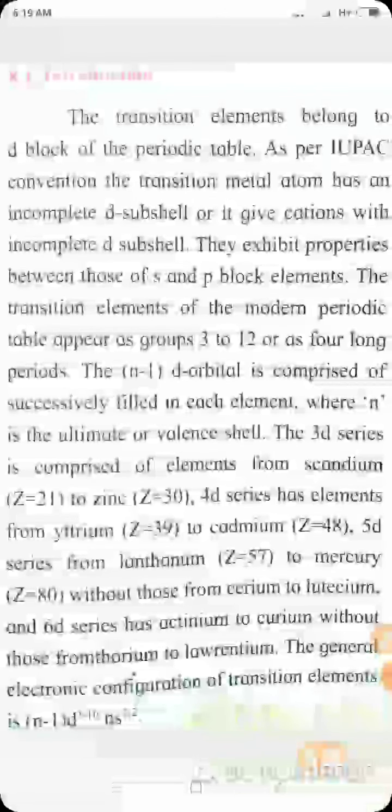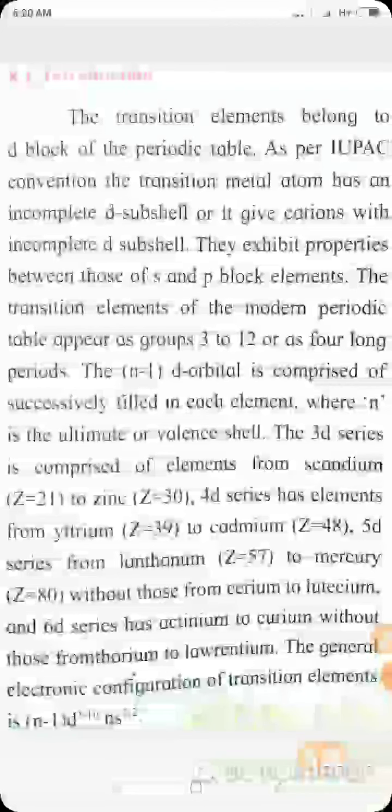As per the IUPAC convention, a transition metal atom has an incomplete D subshell. We know that transition elements have an incomplete D subshell, meaning there are not completely filled electrons in the D subshell. So it gives cations with an incomplete D subshell. As these all are metals, they give cations. Cations are positively charged species.